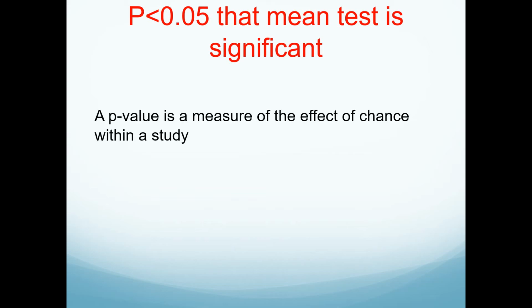The result of the test came out that the p-value for this experiment is less than 0.05. That means the test is significant. A p-value is a measure of the effect of chance within the study. What does that mean? Let us understand the p-value so we will not miss it anymore.